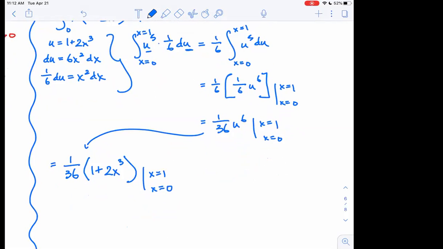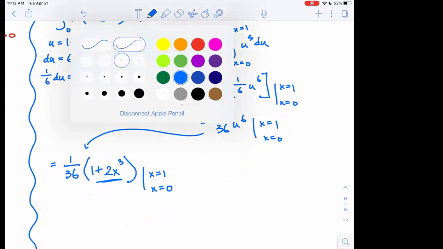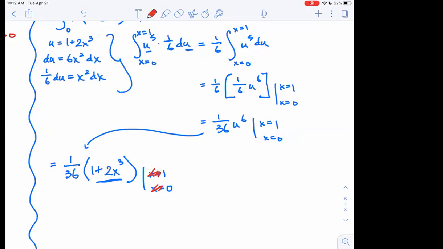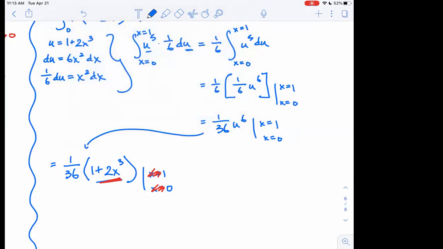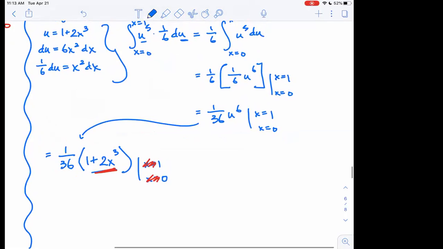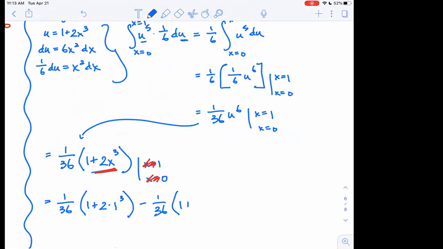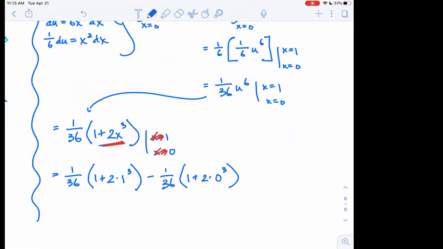Okay. At this stage, since I put my x back in, I actually don't even need to write x equals 1 and x equals 0. I can just keep it as 1 and 0 because I already have the x back in the equation. And now I can treat this like a regular definite integral. So I'm going to do 1/36 of 1 plus 2 times 1 cubed minus 1/36, 1 plus 2 times 0 cubed. The power of 6 is still going to be on there, right?